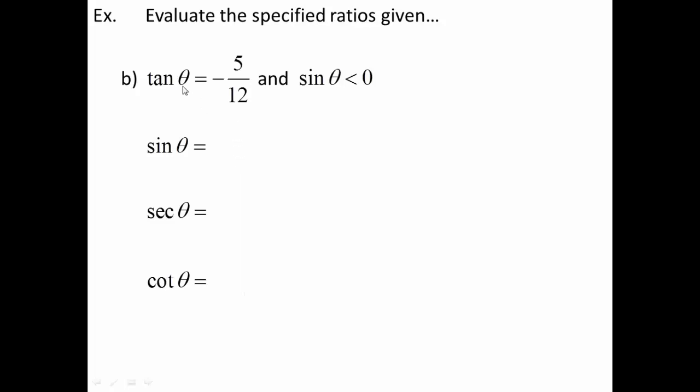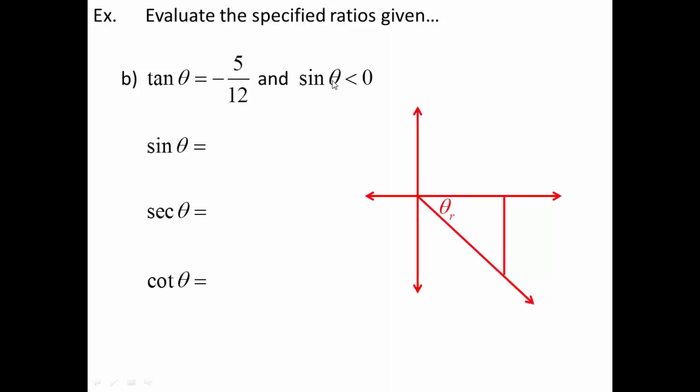So we've got tangent is negative 5/12. Sine is also negative. So I have a situation where both tangent is negative and sine is negative. So first thing I need to do is figure out which quadrant both of these statements are true. Tangent is negative in quadrants 2 and 4. Sine is negative in quadrants 3 and 4. So we've got agreement that we're in quadrant 4.